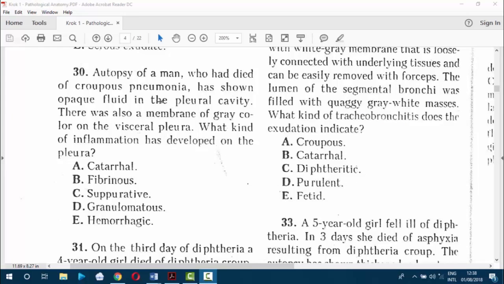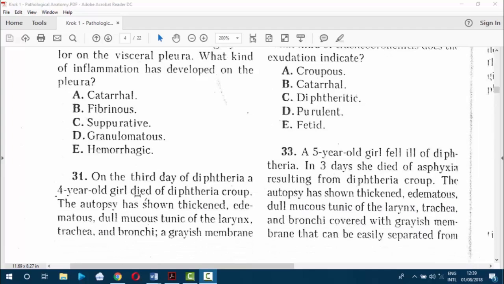Autopsy of a man who had died of crupous pneumonia, that's a clue, crupous pneumonia, has shown opaque fluid in the pleural cavity. There was also a membrane of gray content on the visceral pleura. What kind of inflammation has developed on the pleura? Of course, fibrinous. So the exudate in fibrinous can be what? Crupous or what? Diphtheric. But this is fibrinous. So, answer is B.